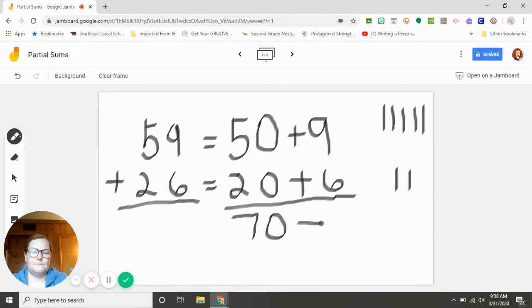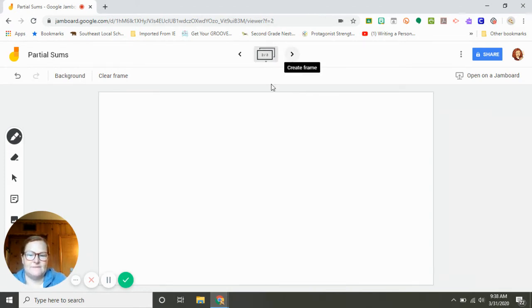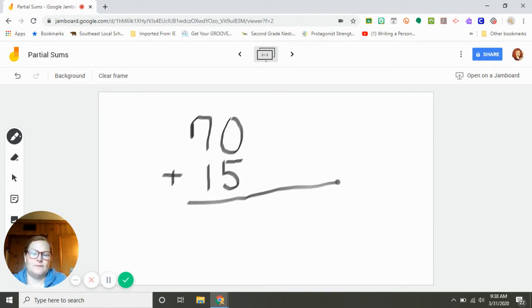And then let's do it with those again. 9 plus 6 is 15. Now, this is the same problem we did before, but I want to show you what we can do with this again. So I'm going to take that 70, which is already broken down for you, really, and the 15. And I'm going to show you how we could do that with partial sums.